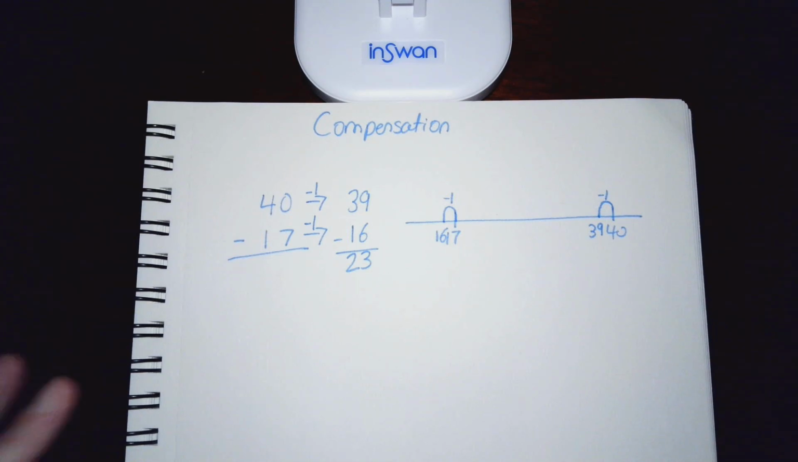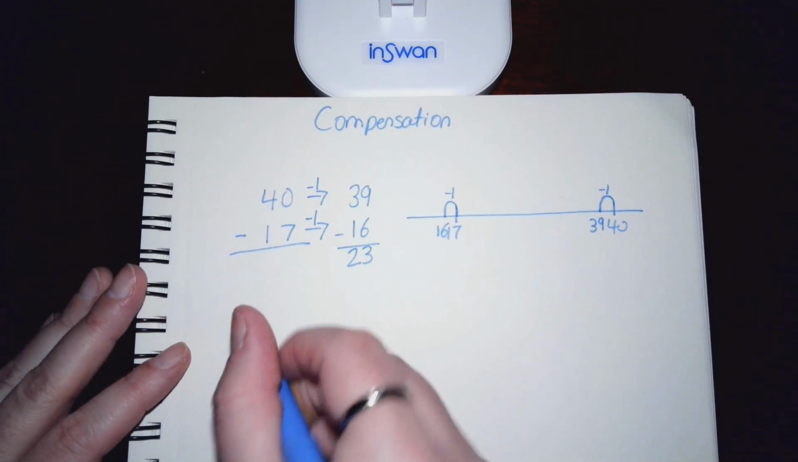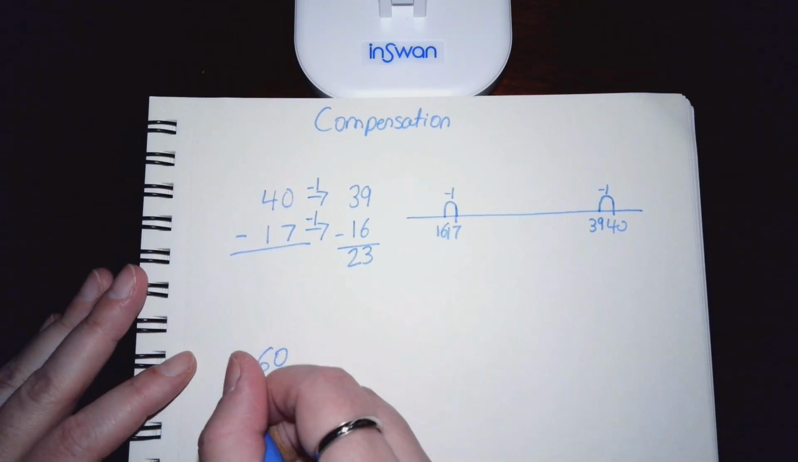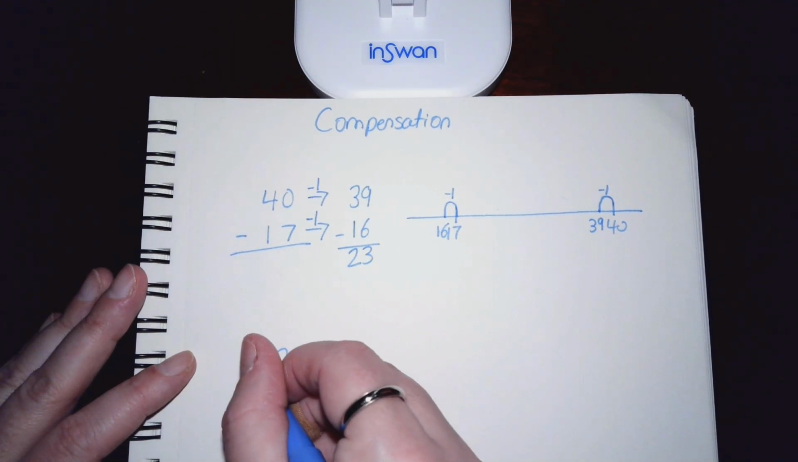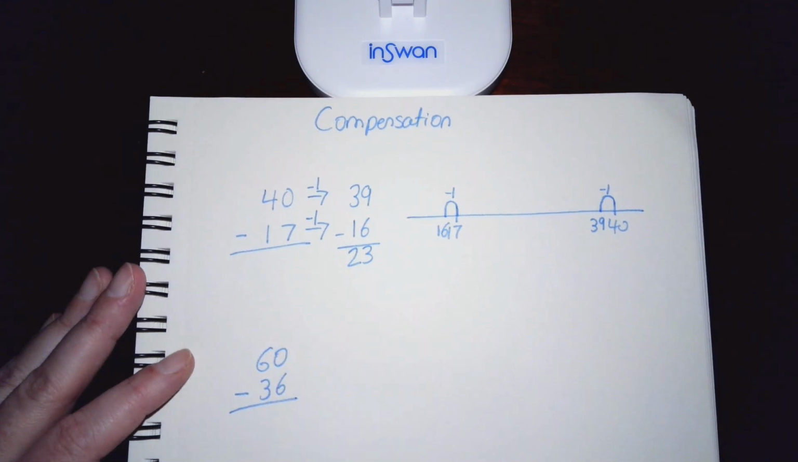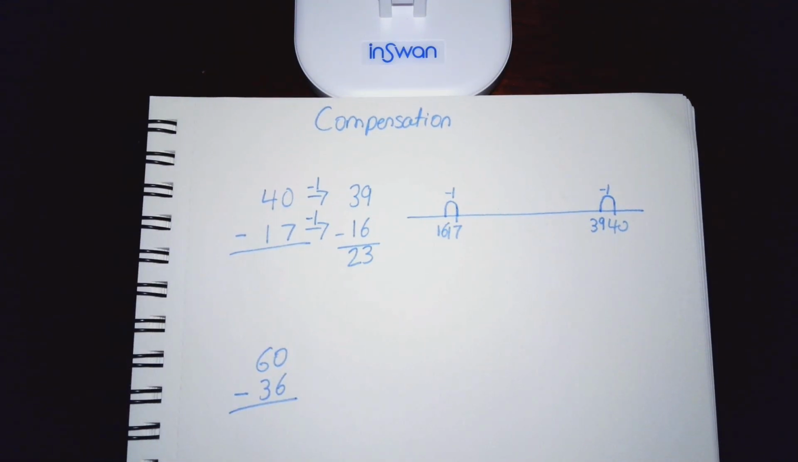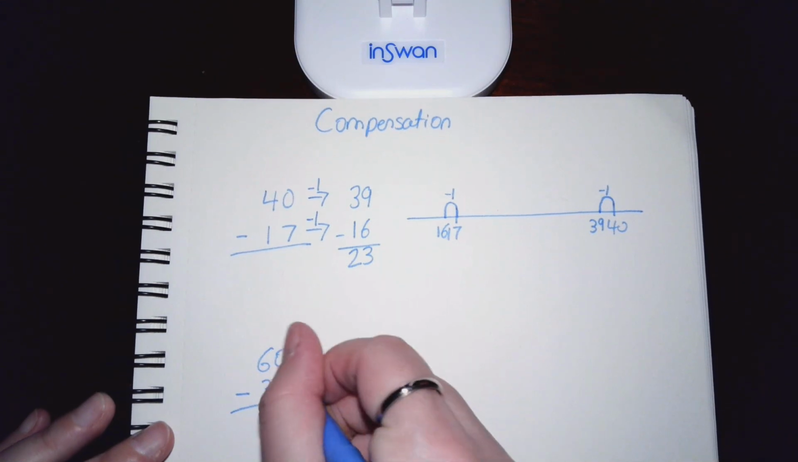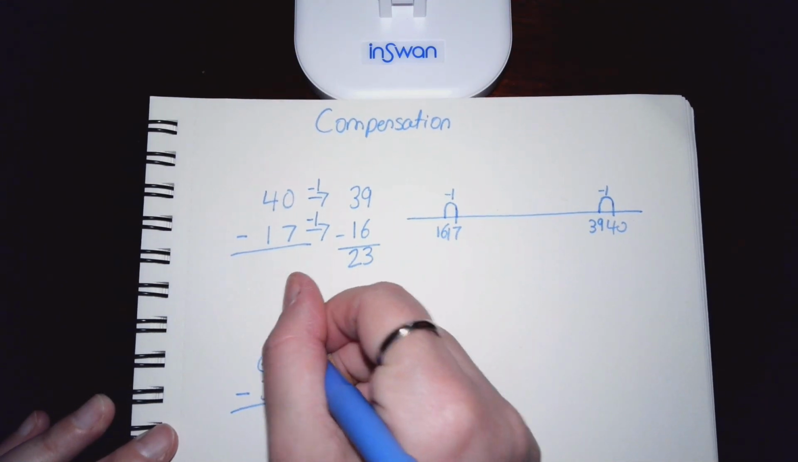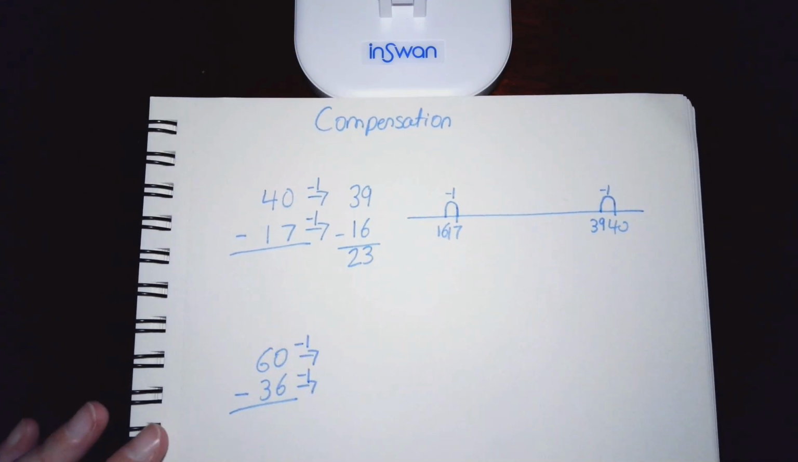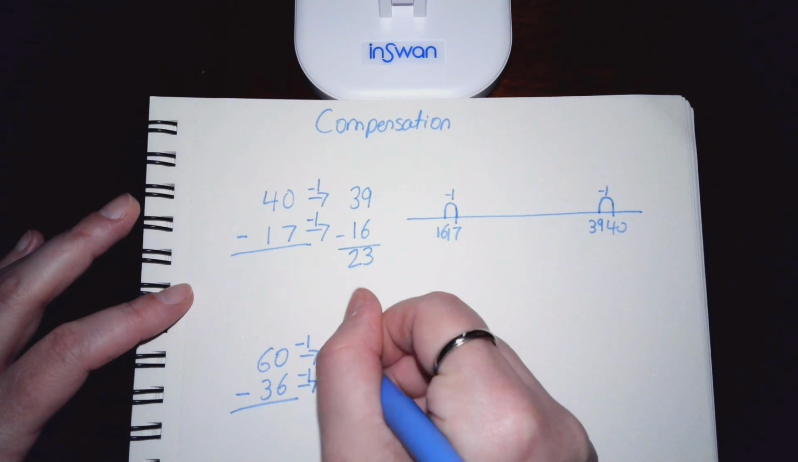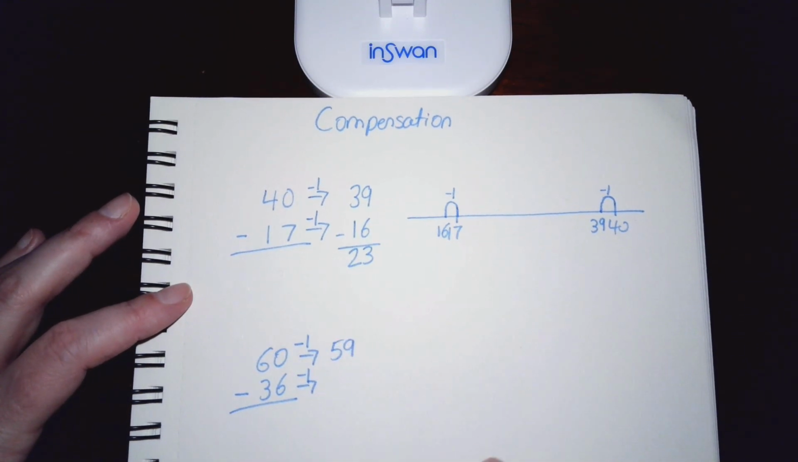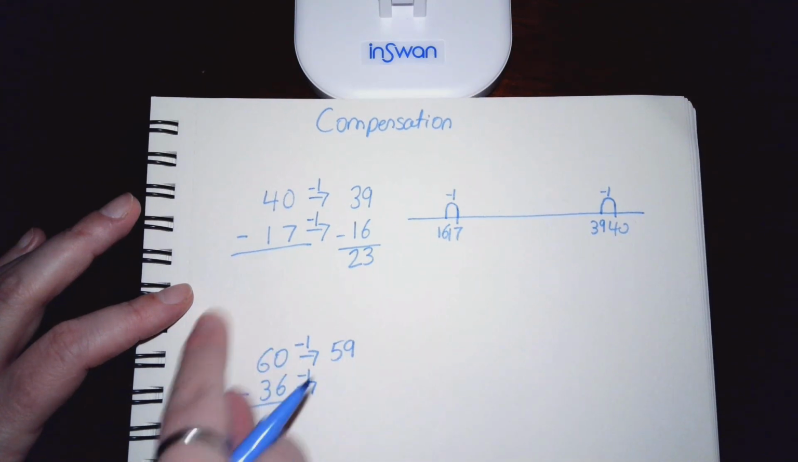Okay, so let's do another one. Let's do 60 minus 36. Okay? So instead of going through the regrouping part, I'm just going to take 1 away from each. Minus 1, minus 1. Well, what comes right before 60? Right before 60, I would have 59. Okay? It's very important that you're able to go backwards and count backwards.